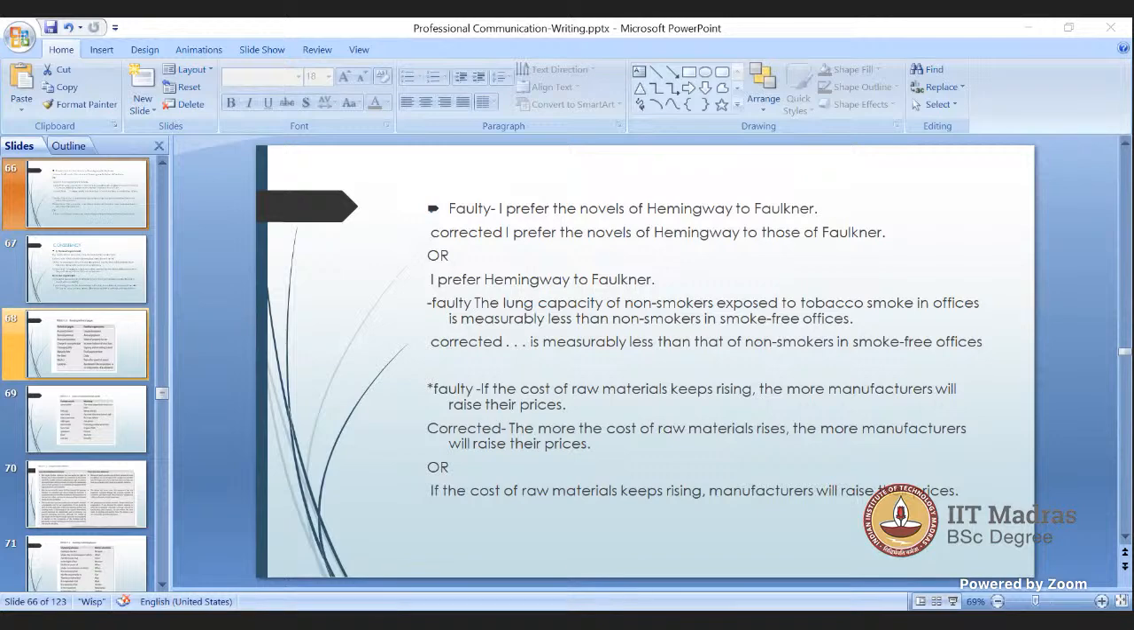We are still seeing the last slide. That Hemingway and Faulkner. No, not that. This is a different point. I'm trying to talk about a different point. That is over. Parallelism is over. I've discussed that with you. No, still we are seeing that slide only, ma'am.